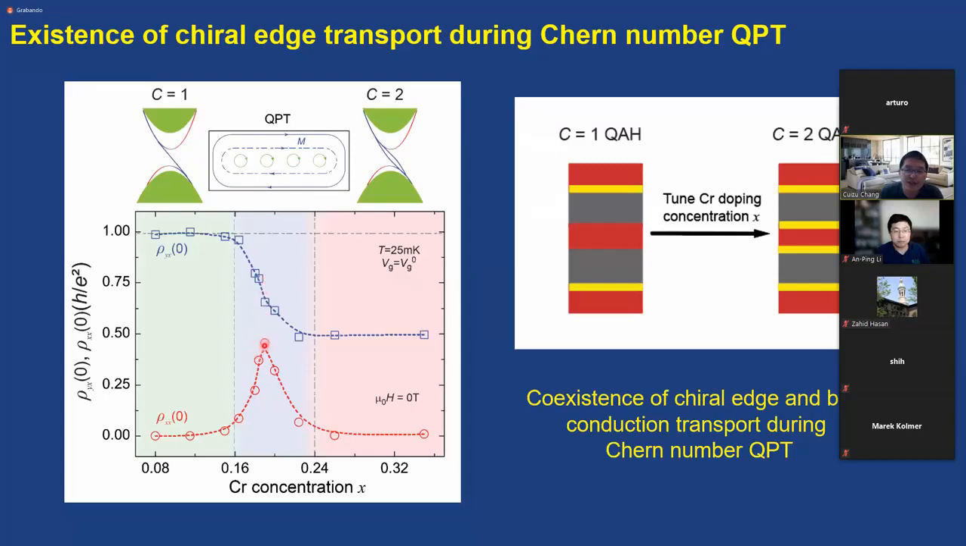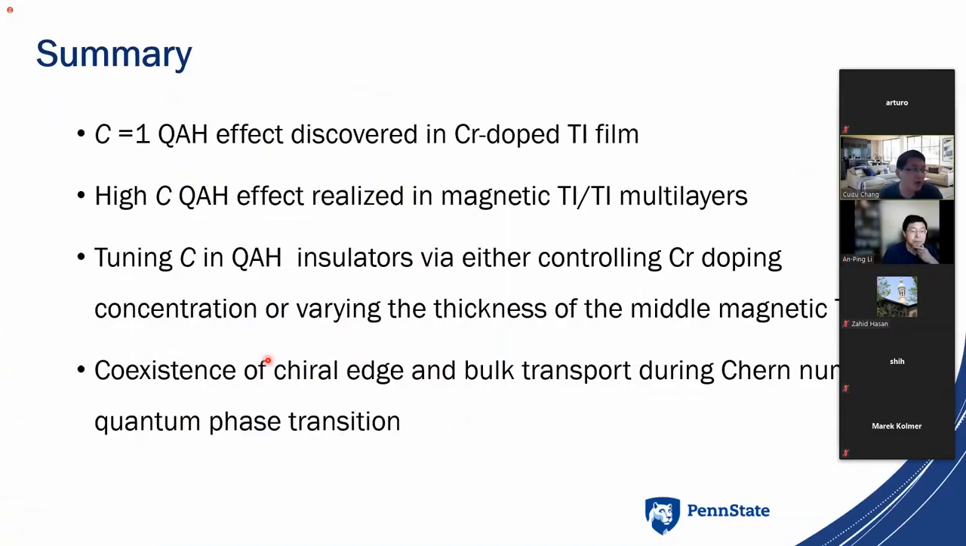And in this phase transition, we can see that the ratio between Hall resistance and longitudinal resistance is always greater than 1. That means the original chiral edge state is always there. So that means the original chiral edge state coexisted with the bulk conduction during the occurrence of the quantum phase transitions. So here we come to the end with the summary.